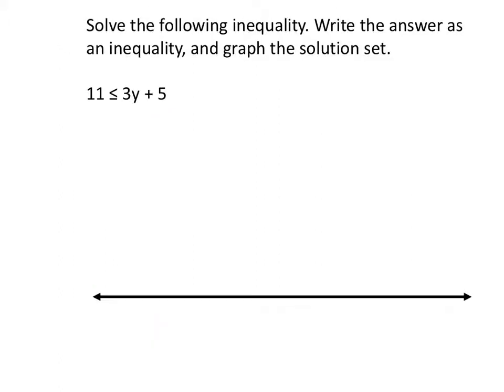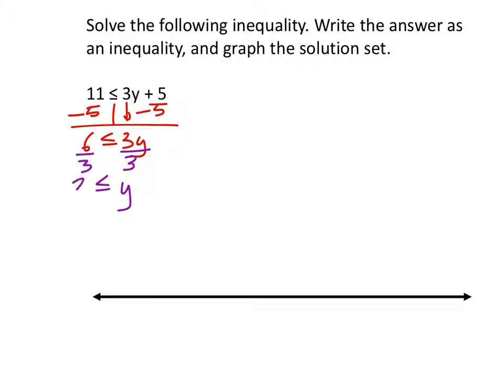All right, same idea on this one. We'll get the y's by themselves, so we'll subtract 5 from both sides. 11 minus 5 is 6, is less than or equal to 3y now. All right, we just dropped that. Then we'll divide both sides by 3, which is positive. That's not going to flip the inequality. 6 divided by 3 is 2.